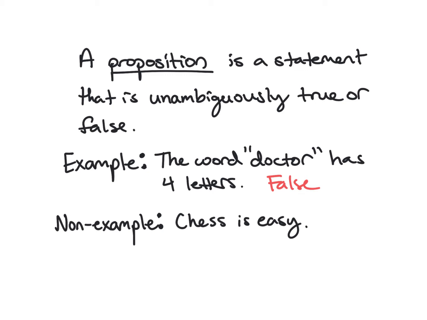On the other hand, the statement chess is easy is neither true nor false, right? Or at least not in a consistent manner. Some people might think it's easy, some people might think it's not. A lot of people are going to have very different definitions of easy. So this is ambiguous. This is not a proposition.